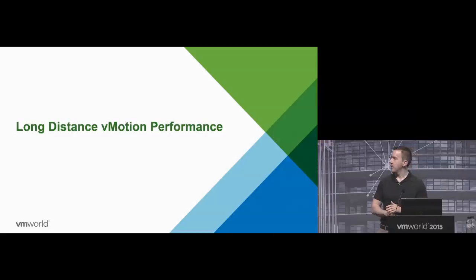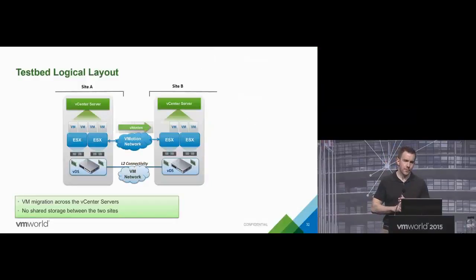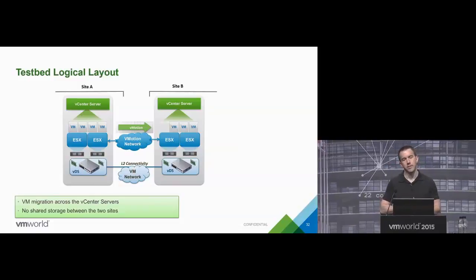So let's take a look at long distance. We've talked a lot about long distance and vMotion Anywhere and vMotion to the cloud, but how well does it actually work? So let's take an environment where you've got two different data centers. You've got a vMotion network. I don't believe this was over L3, but it doesn't really matter.